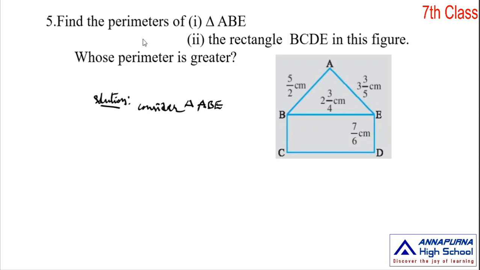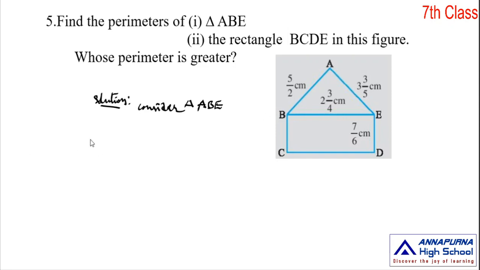Perimeter means, according to the definition, the sum of the lengths of the sides of a figure. So here, how many sides are there? A triangle is a three-sided figure. So AB is one side, then BE and EA. If you add all the three sides, we will get the perimeter.